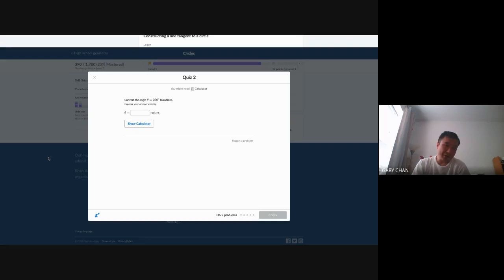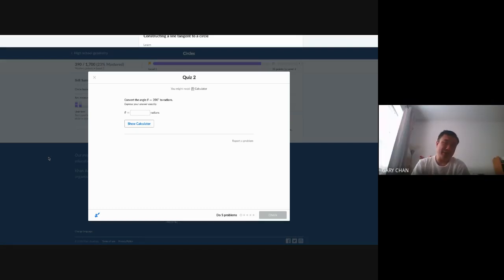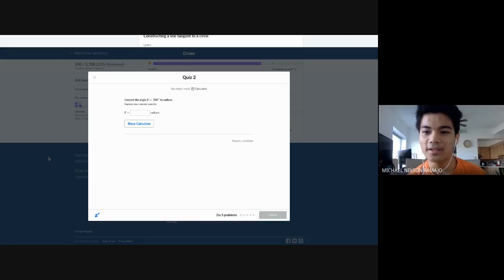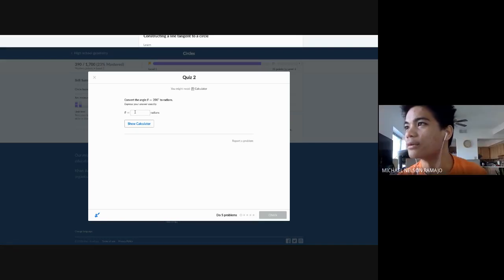But you should simplify because there's a common factor of 290 and 180, right? What's the common factor? 10. So what's another way of writing 290 pi over 180? 29 pi over 18. That's it. So you're going to enter that in. Got it. I'll do it right now.